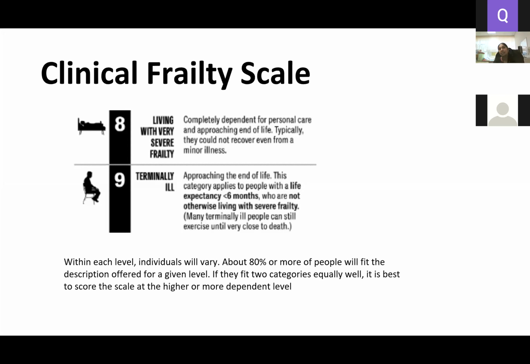So when you use this scale, about 80% of our population will fall into these separate stages. But for the rest, they may fit into 2 different categories equally well. So if you find patients who fit into 2 different categories equally, we choose the one that is at a more dependent level. That means if they're between 4 and 5 equally, we choose 5.